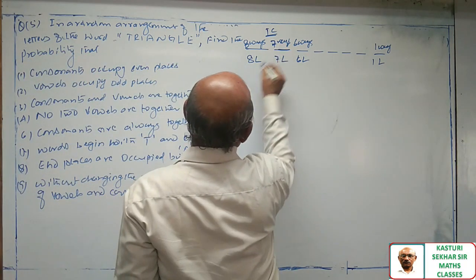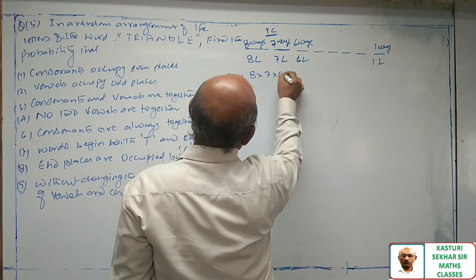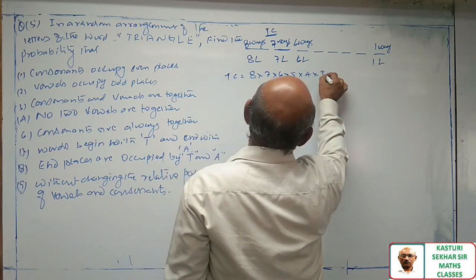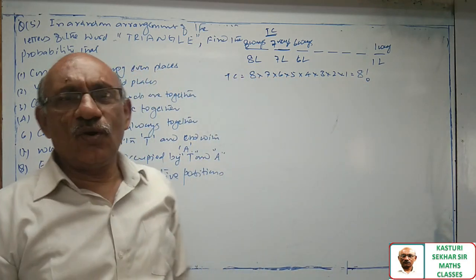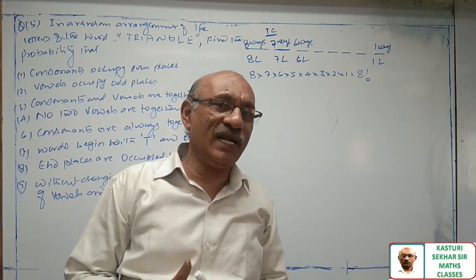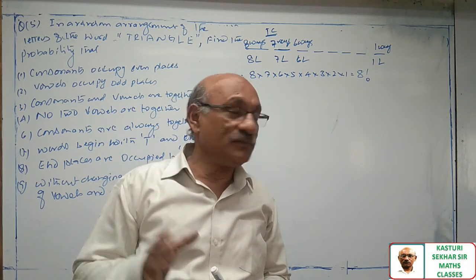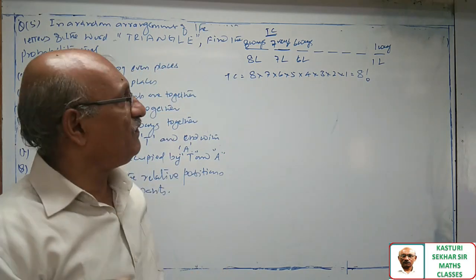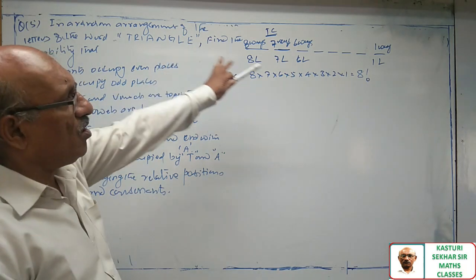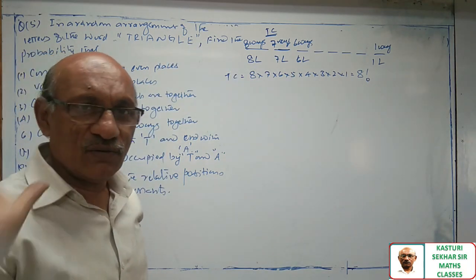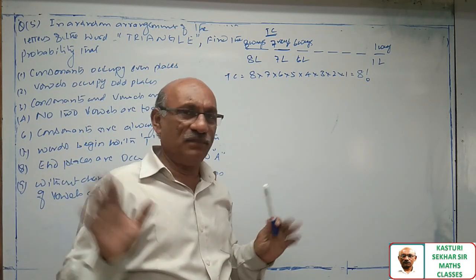All the places simultaneously you have to fill up. So total number of cases 8 into 7 into 6 into 5, 4 into 3 into 2 into 1, 8 factorial. So 8 places can be filled with 8 letters in 8 factorial ways. As long as this question is going on, my total number of cases are 8 factorial only. There is no need to calculate total number of cases every time.